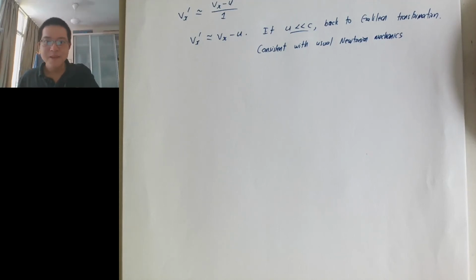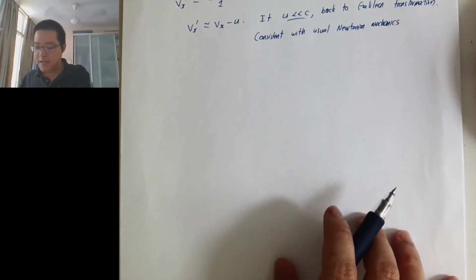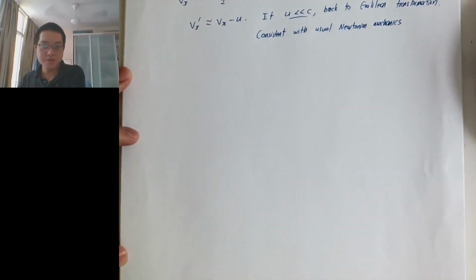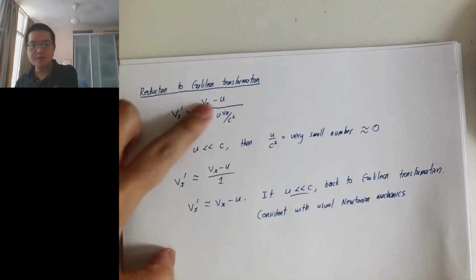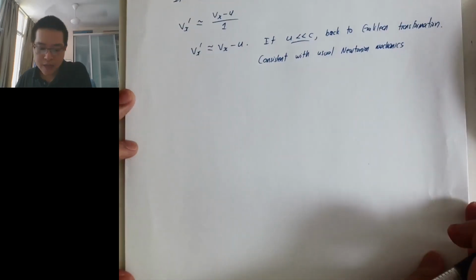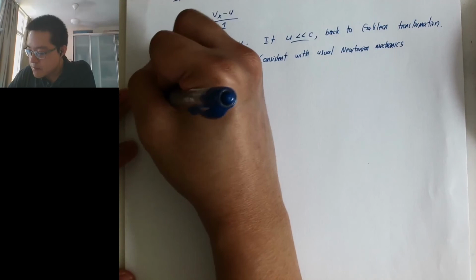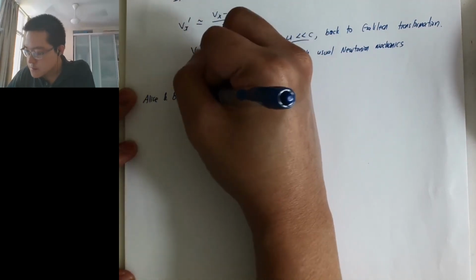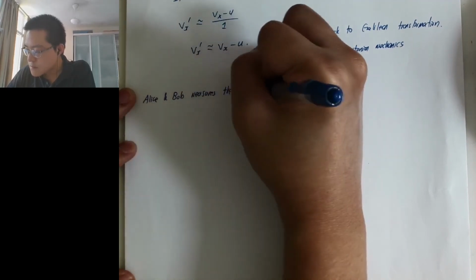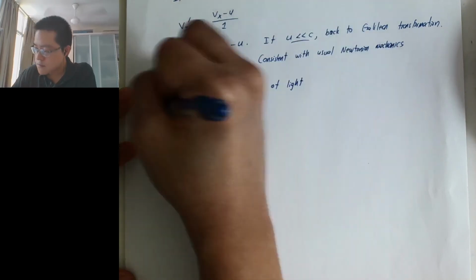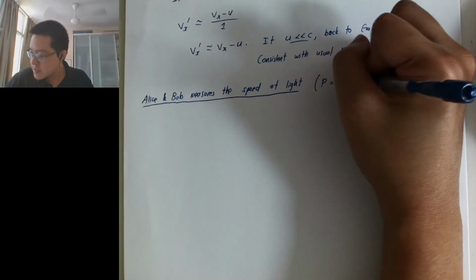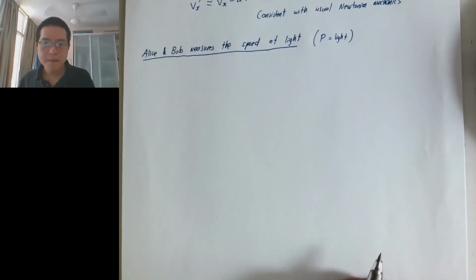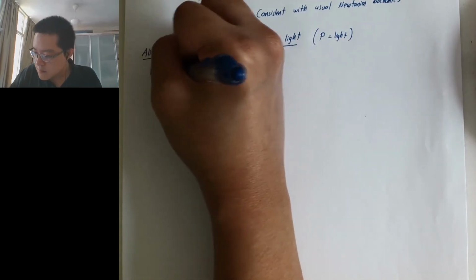Now let's talk about the speed of light and the Galilean transformation. According to postulate 2, Alice and Bob measure the same speed of light in both frames, and then we got the velocity transformation between the two frames. So now we can actually test our formula. Let's see what happens if Alice and Bob measure the speed of light. In this case, both are observing P, so P is light itself. We want to measure how fast this light is traveling, so we let P equal light.